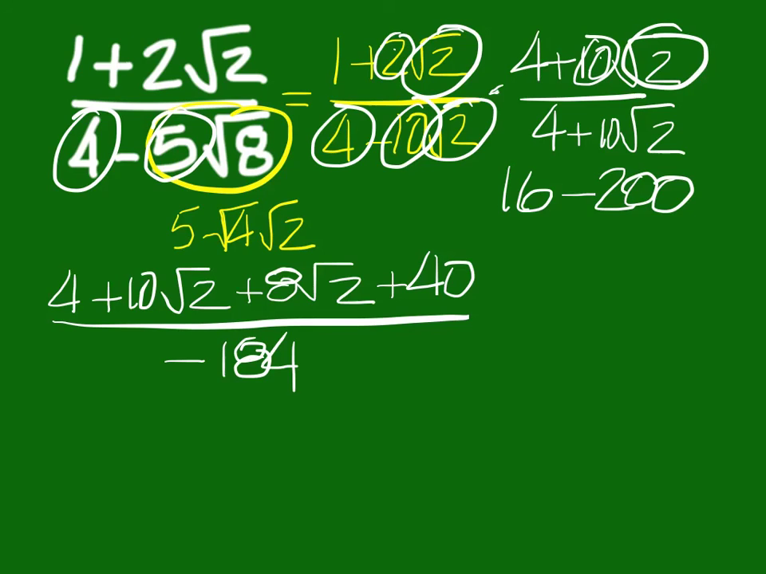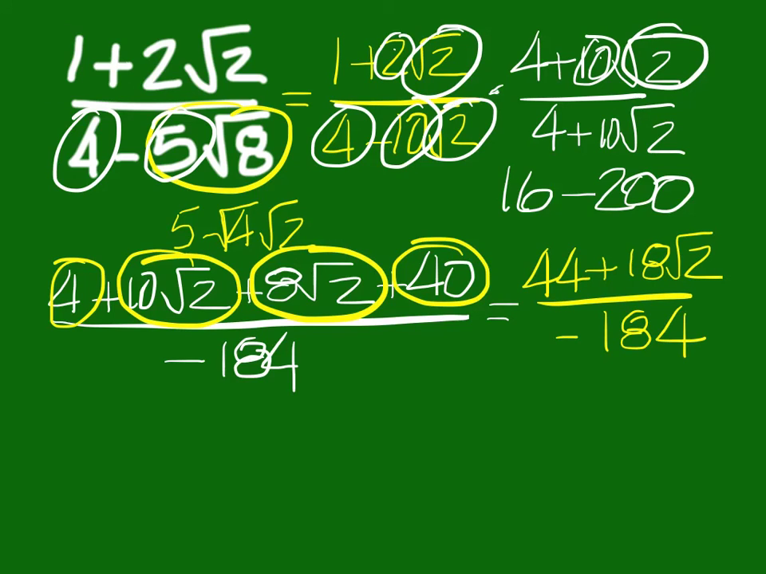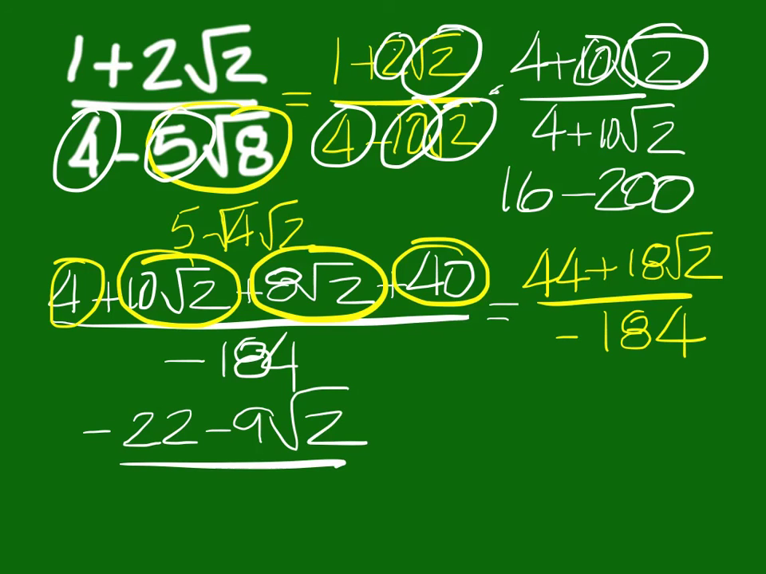All right, on the top, you can simplify some stuff. You have 4 and 40. That's 44. And then you have 10 square root of 2's and 8 square root of 2's. If you add them together, you have 18 square root of 2. And then on the bottom, you still have a negative 184. Notice that you have even numbers there, there, and there. So you can cut them all in half, as well as that negative sign. It's got to change the sign of everything. So that would be a negative 22 minus 9 square root of 2 over 92.